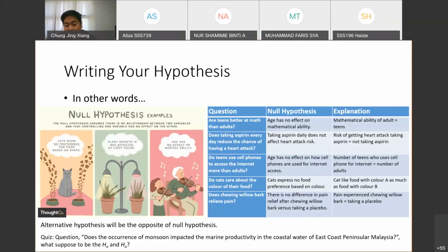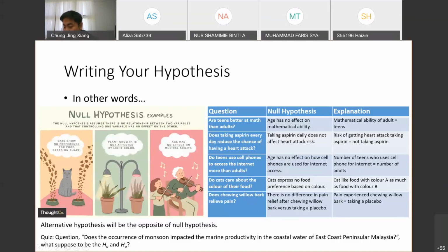I hope you can see a pattern here. For the null hypothesis, you change the statement to become negative. When you change it to negative, it means equal, the same. So no difference, no preference, no effect. The effect is the same. When you want to write HA, you just invert the H0. So no effect becomes has effect. No preference becomes has preference.